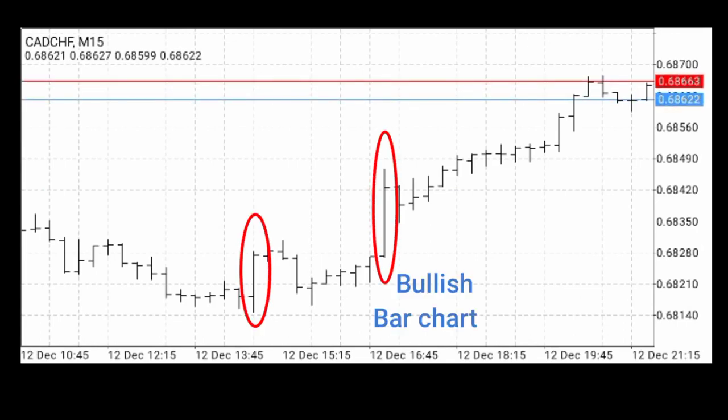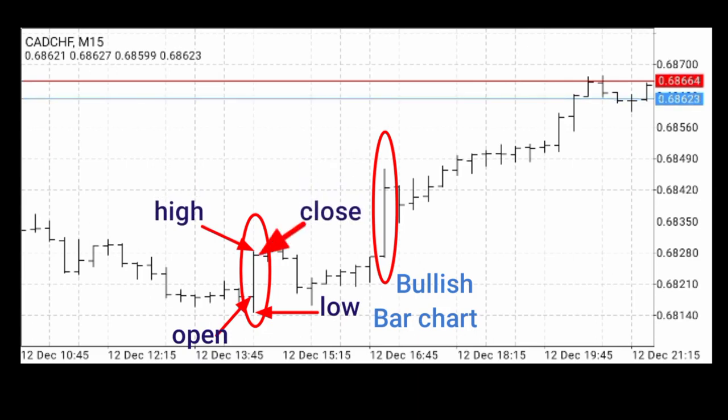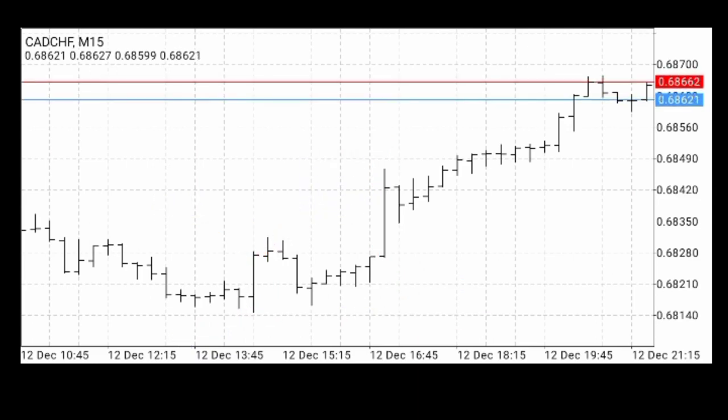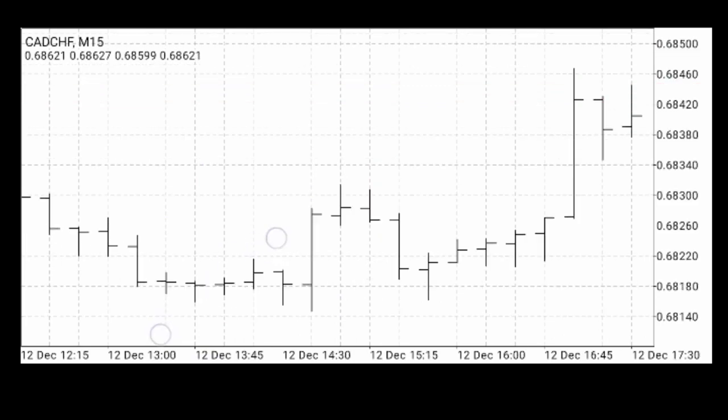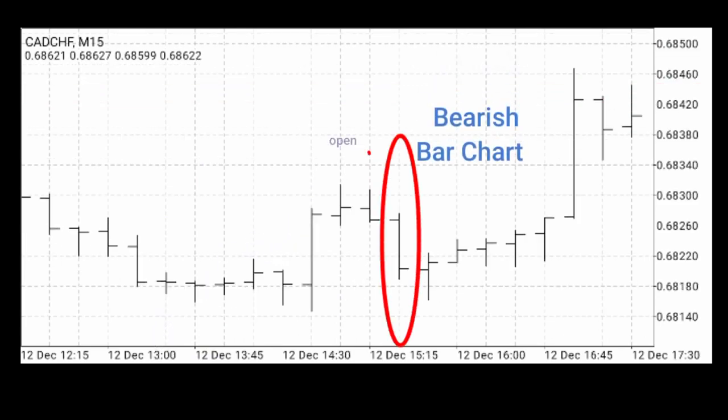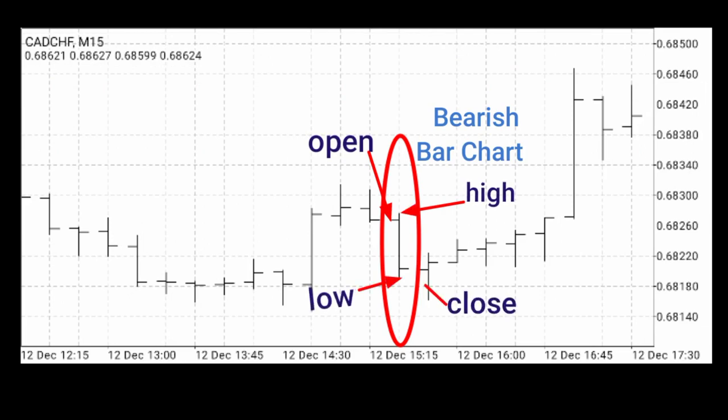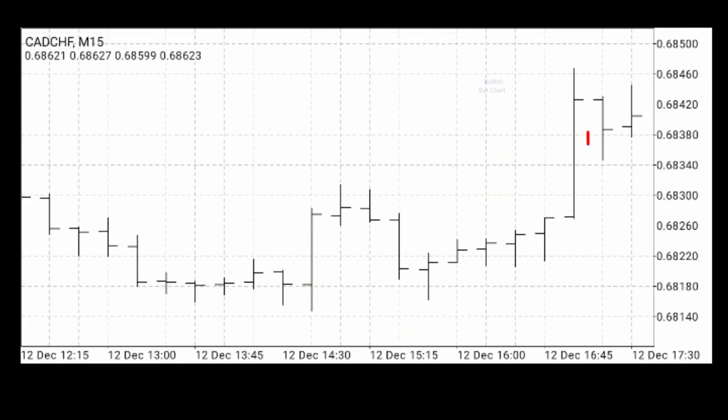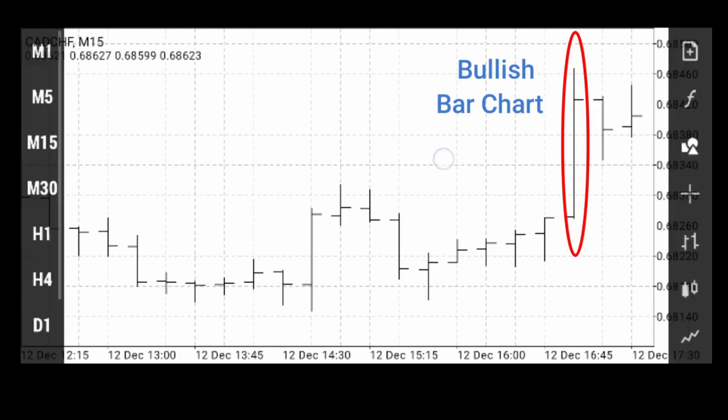This is a bullish candle. You have the open, the lowest price, the highest price, and the close. This is a bullish bar chart. Then a bearish bar chart is in the opposite direction. So here is a bearish bar chart. Here is the open, the highest price, the lowest price, and the close. So here, this is a bearish bar chart, and this is a bullish bar chart.